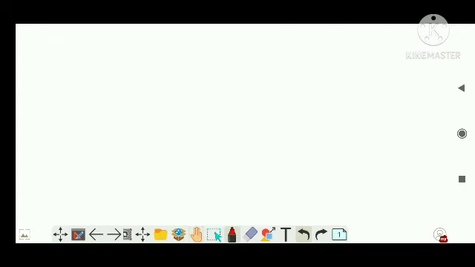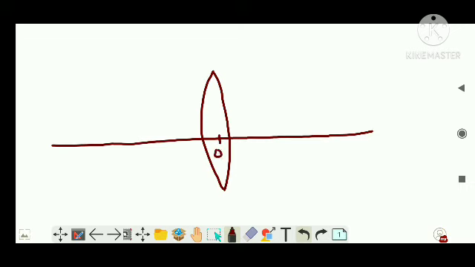So let's take a thin lens. I hope you understood how to take r1 and r2. This is the lens, right? Let's say this is the axis, and this is the optical center. Let's say this surface becomes the first surface. So its center of curvature will be here, and let's name that center of curvature C1.